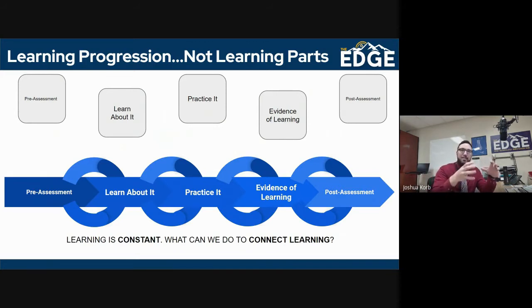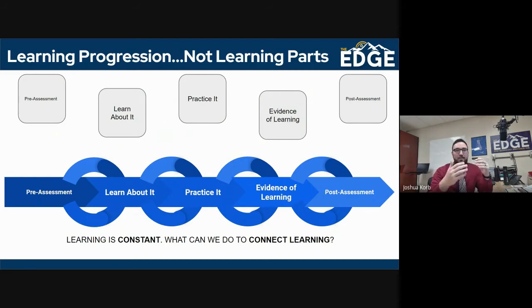Hitting that zone of proximal development really stems from two things. One being students being able to self-identify where they are in that learning progression. And then also having the tools and the means to start working towards mastering that level so that they can move on to the next.